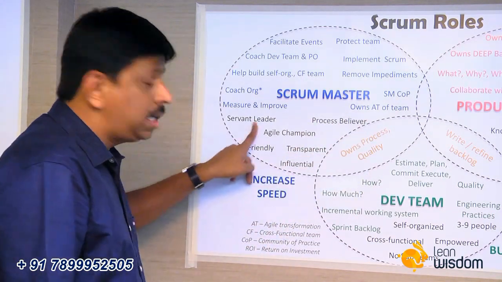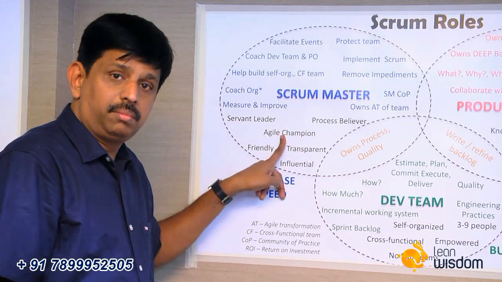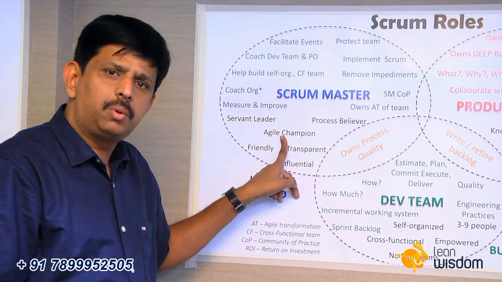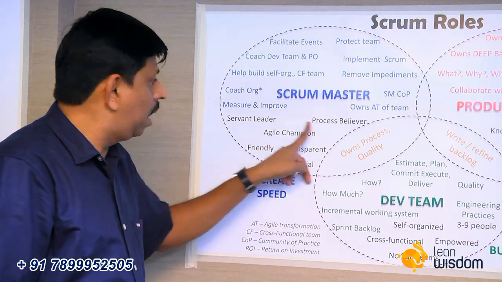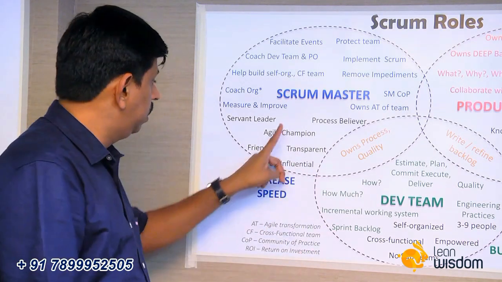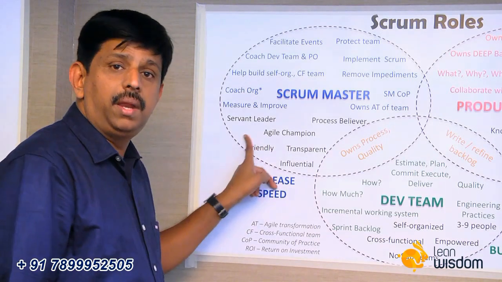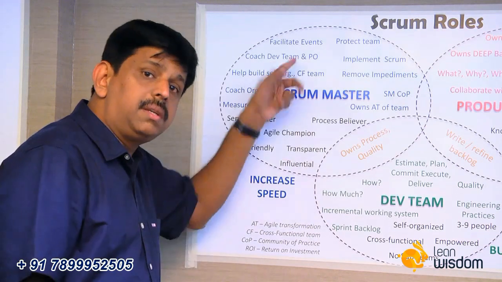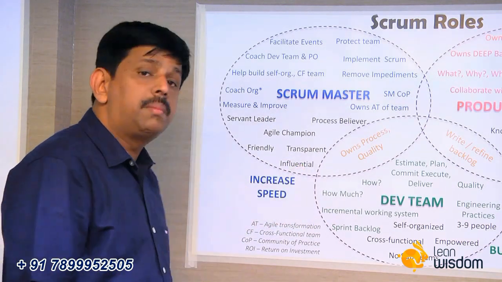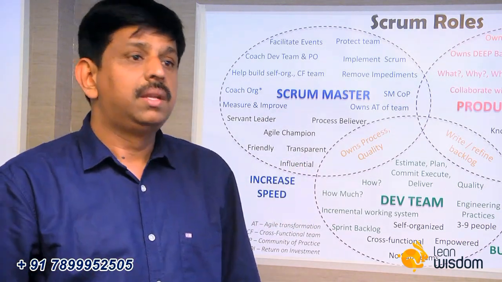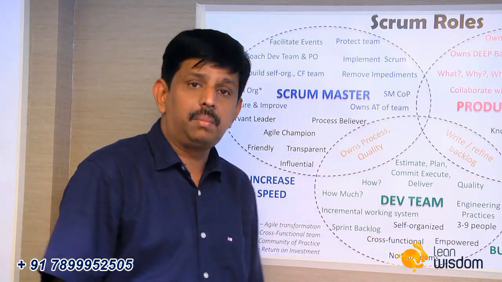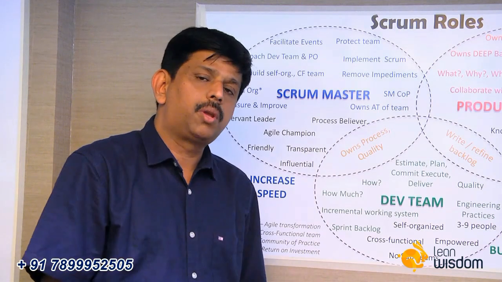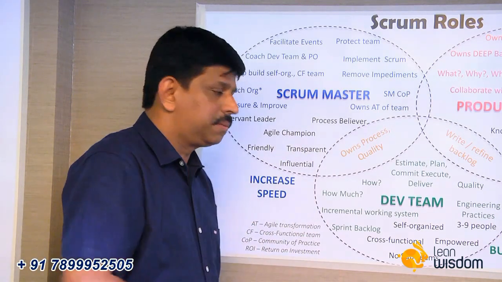Agile champion, beyond Scrum. Not just only the process. What about the structure? What about the cultural part of it? Are we agile as a team? And then the Scrum Master is friendly, very humble. Scrum Master brings a lot more transparency to our team. So the Scrum Master needs to be first transparent, and should be influencing. These are some of the qualities required for a Scrum Master but may not be for a project manager. So that's a difference.